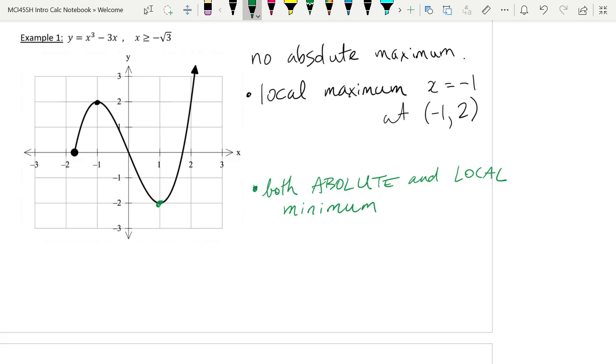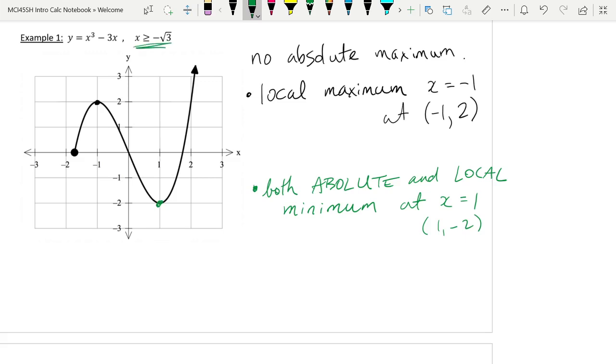Okay, so that's both an absolute and a local minimum at, what is that, at x equals 1, or at the point, you could say, 1, -2. Okay, and of course it has an endpoint, whatever that thing is. Now, the only reason it has that endpoint is because, can you see this? There's a domain restriction.